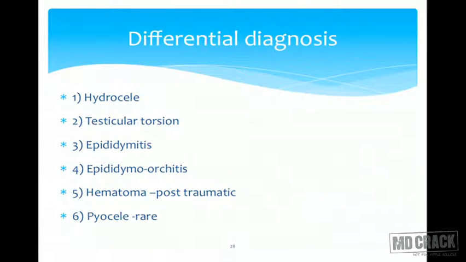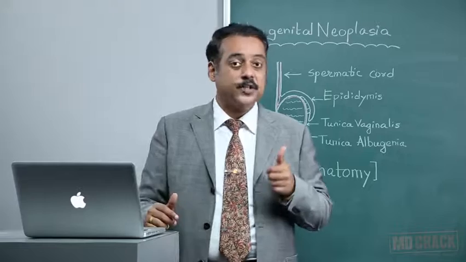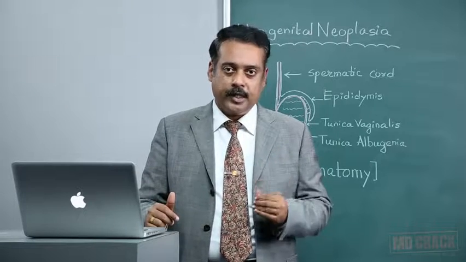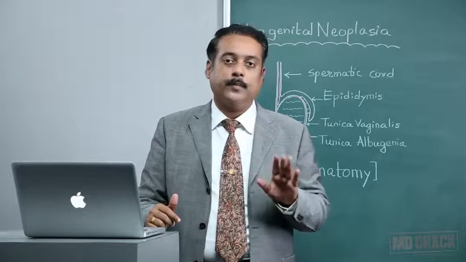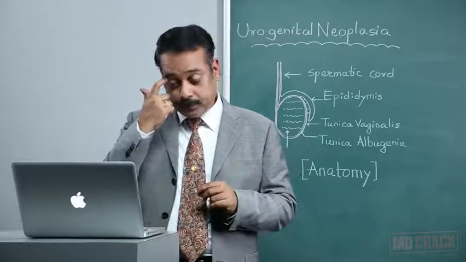Now what is the differential diagnosis of this testicular pathology? There are various pathologies one can encounter in the testicular region, the commonest being a hydrocele. A hydrocele can easily be mistaken for a testicular tumor, but by good clinical examination one can differentiate between them. What is the main difference? In hydrocele there is a fluid collection. Because of this fluid collection one can demonstrate fluctuation, which is not possible in malignancy or neoplasm.